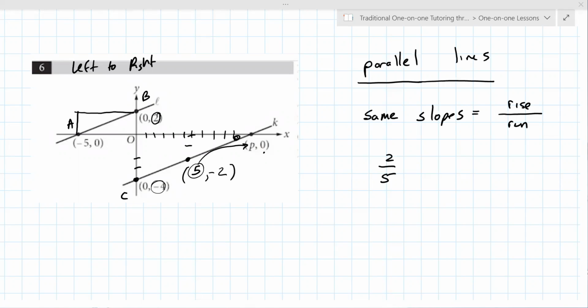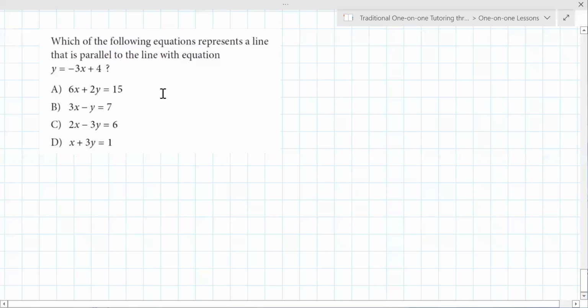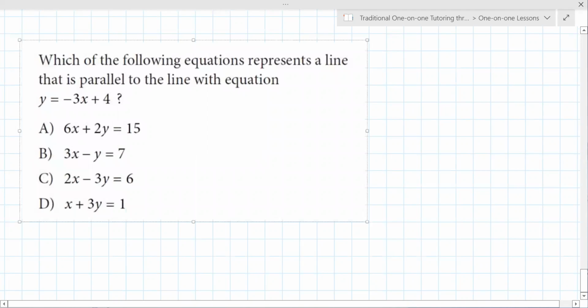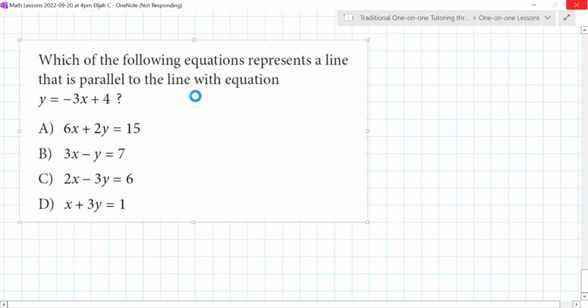All right. Now let's look at some more questions together. Which of the following equations represents a line that is parallel to the line with equation y equals -3x plus 4? Before you look at the answers, what is the slope of this equation, y equals -3x plus 4? Yeah, the slope is -3.